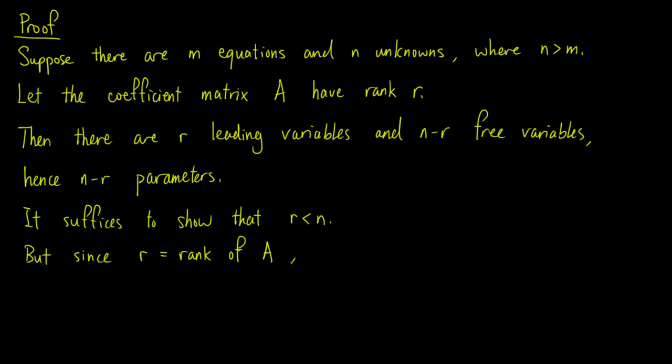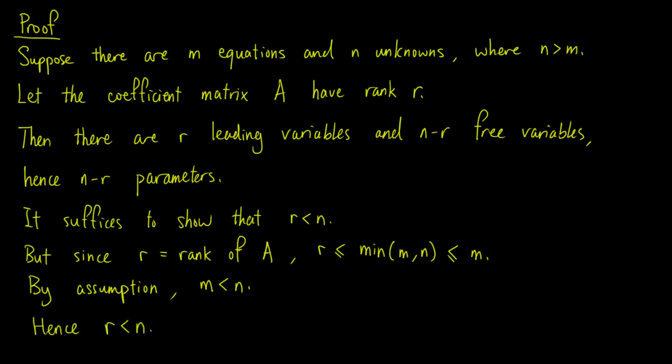Now, since r is the rank of A, we know from the previous video that r is less than or equal to the minimum of m and n, which is less than or equal to m. By assumption, m is less than n, so indeed r is less than n, and the proof is complete.